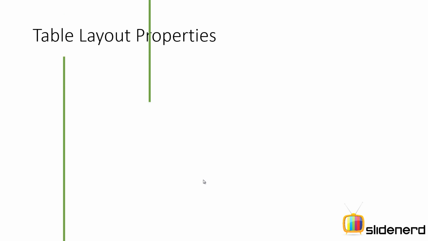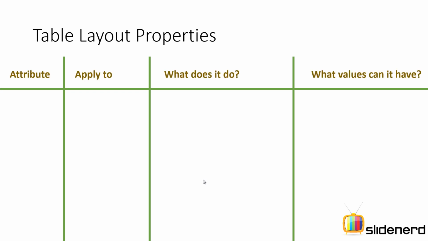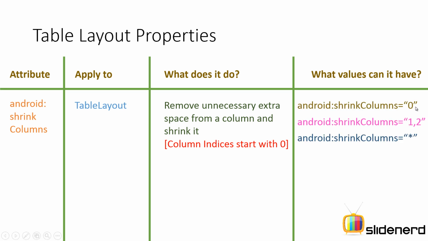Sometimes you just want to do the opposite of what you did just now. For example, there may be a view which is taking more space than what you need. So in that case, you'll have to actually do the reverse, which is you have to shrink the columns. And for that, what we have is this android:shrinkColumns attribute inside our XML. We apply that to the table layout in XML. It removes unnecessary extra space from a column and shrinks it. Remember, again, the column indexes start with 0 over here, just like your arrays in Java or C++. Then android:shrinkColumns is 0 is going to shrink the first column from taking extra space.